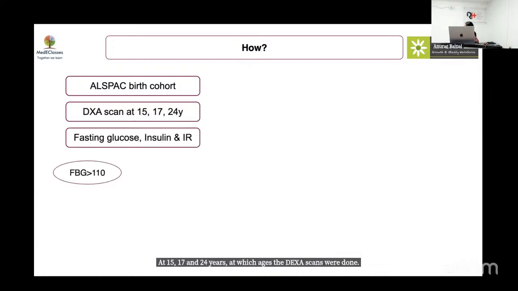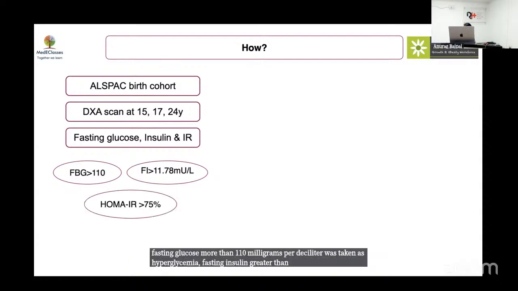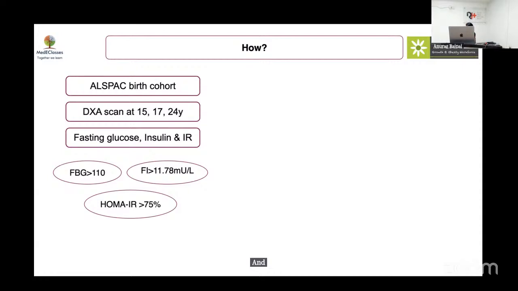Along with fasting glucose, fasting insulin levels, and insulin resistance. Fasting glucose more than 110 milligrams per deciliter was taken as hyperglycemia. Fasting insulin greater than 11.7 was again a marker of hyperinsulinemia in these children. And a HOMA-IR resistance of greater than 75% was considered significant, whereas less than 75% was considered normal.